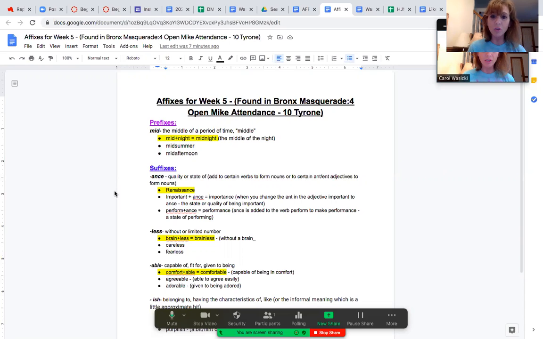In the middle, have a little circle where you put your affix. So my mid would go right here in the middle. Then I have my definition over here, the middle of a period of time, or middle. My examples are down here. I have midnight, middle of the night, midfield, middle of the field, and midtown, middle of town. I chose midnight to write a sentence, so I highlighted midnight. You might want to just underline it, or you could highlight it, however you want to do it, to indicate that's what you used your sentence and picture to go with.